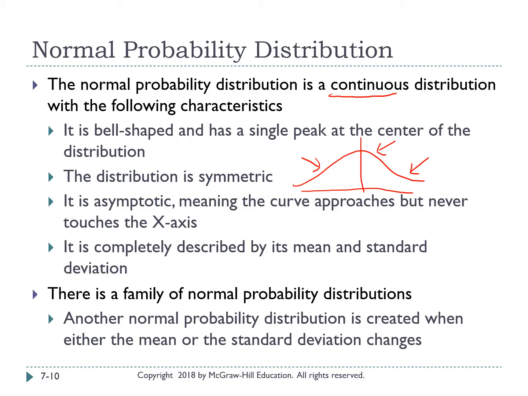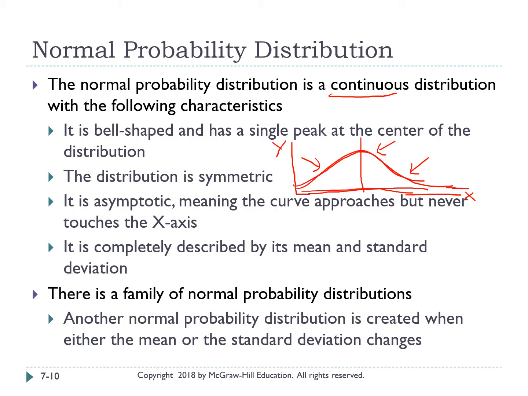Asymptotic means that the curve will approach the x-axis. This is your curve. It will kind of approach the x-axis. This is your x-axis, but this curve will never touch your x-axis even though it approaches very closely to the x-axis. When you draw a diagram, you know that your horizontal line refers to your x-axis while your vertical line is your y-axis.